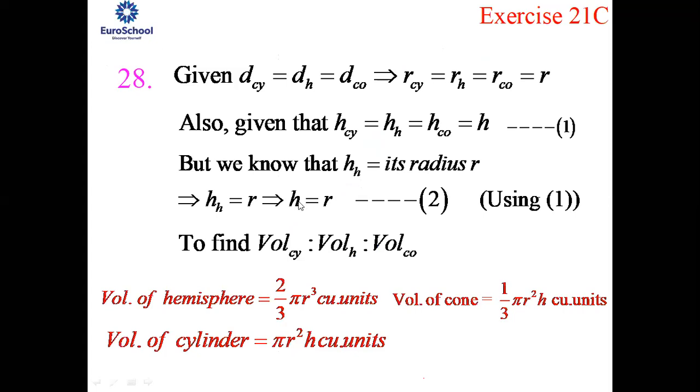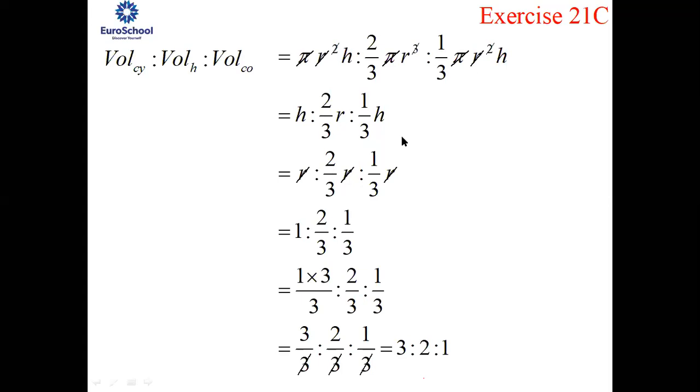We just arrived at that. So we make use of that here, that H is equal to R. So we substitute this H as R here. Here you just have R, so we'll keep it as such. And then H is again equal to R, so we have substituted it. Now again, when you look at all this proportion, R is common throughout. So you can cancel R throughout, and you'll end up with 1 : 2/3 : 1/3.